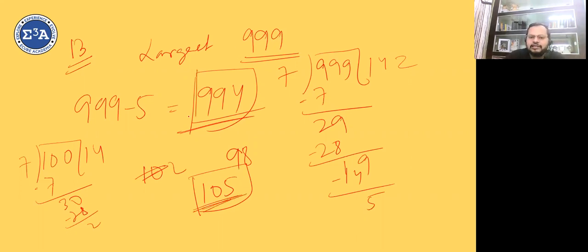The last 3-digit term that is divisible by 7 is 994. So we have A1 as 105 and AL, the last term, as 994. You have to find out how many terms there are in between. That is the question.